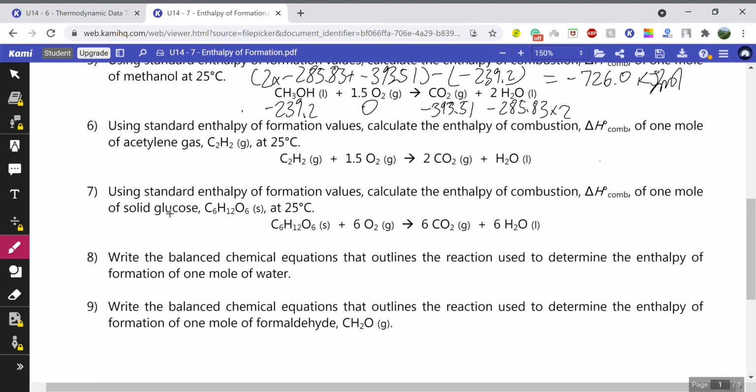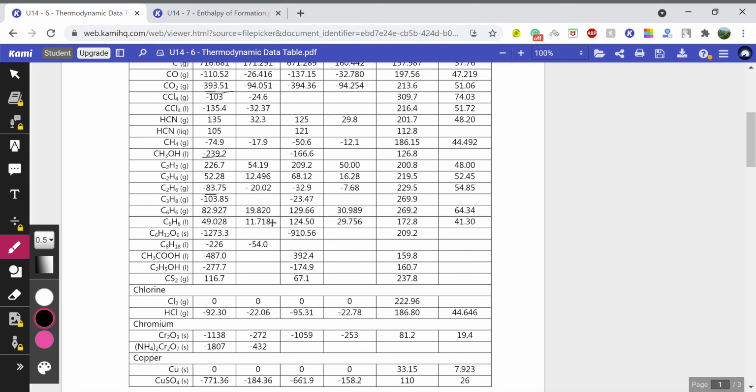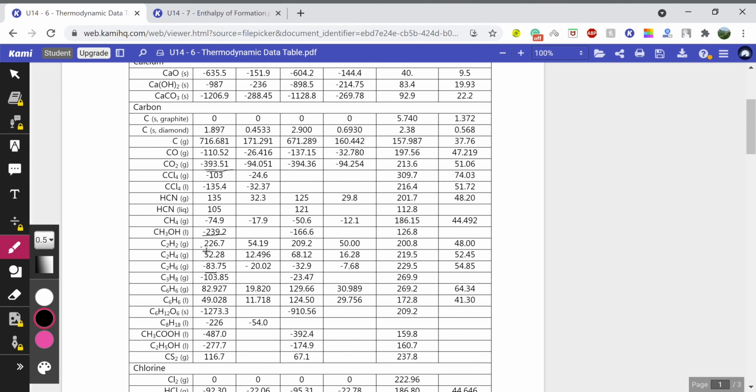Alright, number 6, it says using standard enthalpy of formation values, calculate the enthalpy of combustion for C2H2 at 25 degrees. Now for number 6, we're going to use, let's see, liquid water is negative 285.83. CO2 is negative 393.51 times 2. I'm using data straight from here. O2 is 0. C2H2, let's quickly check, is 226.7.